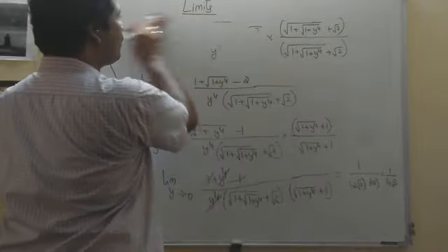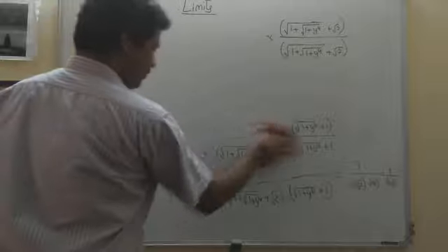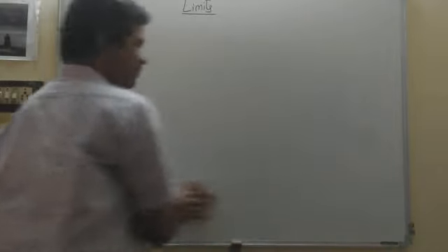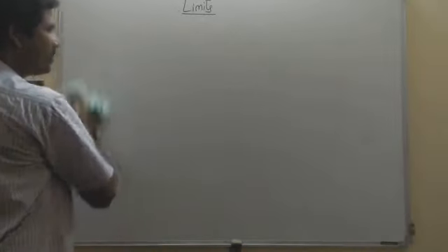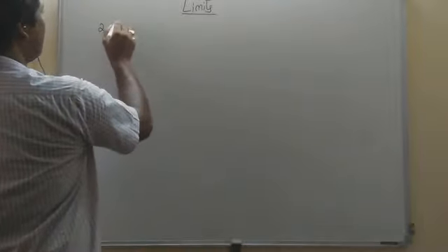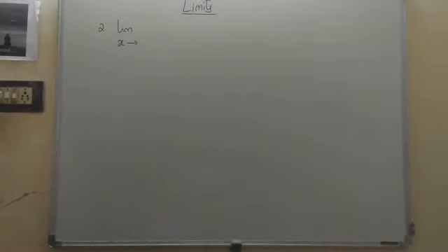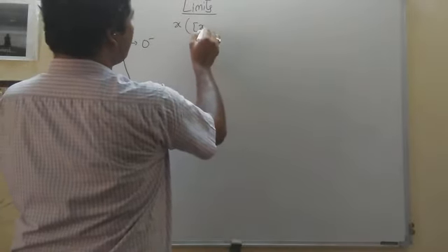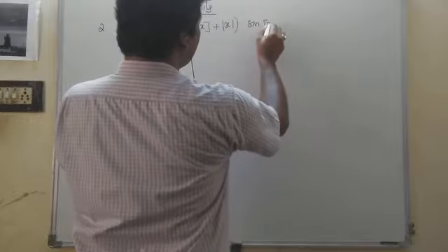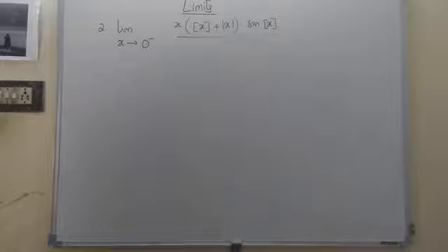Now see the next one. Limit x tends to 0 minus, x into box x plus mod x, sin box x, whole by mod x.